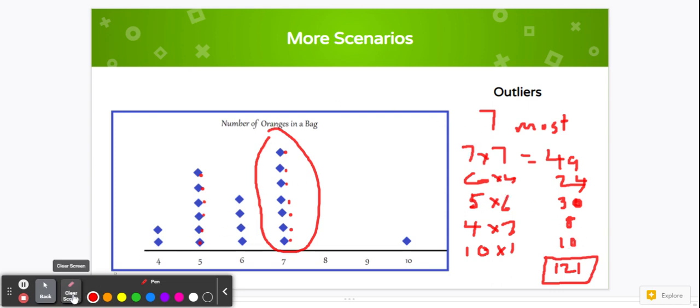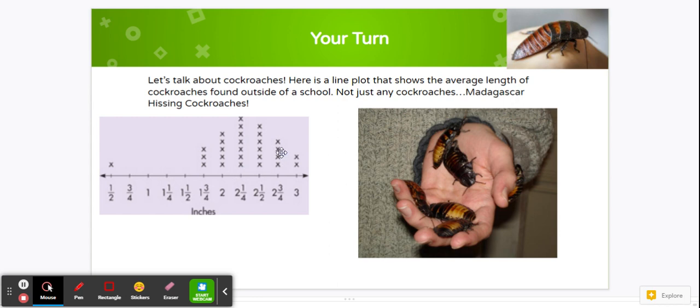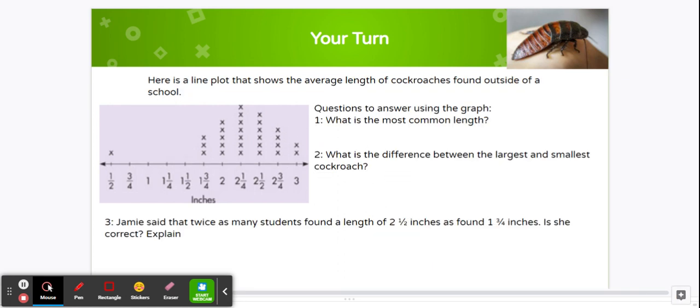So let me flip to the next screen real quick here so we can see what we're going to be doing. You're going to be given a line plot here. This one is on the size of cockroaches. Pretty gross, but these are pretty cool. They're Madagascar hissing cockroaches. They're really, really big, as you can see in this. This is a picture of a person's hand and the size of them. So we had students measure these outside, and these are the sizes that they came up with. So you're going to be using that line plot to answer these questions.